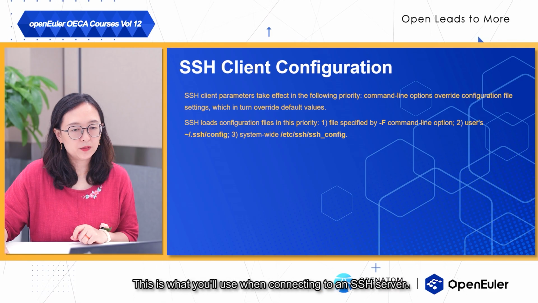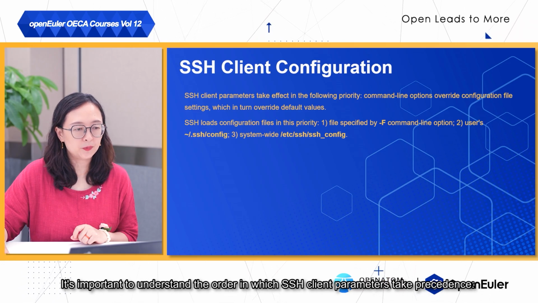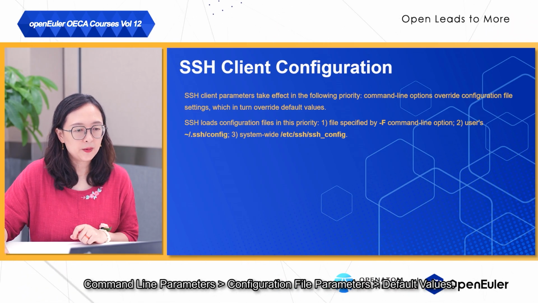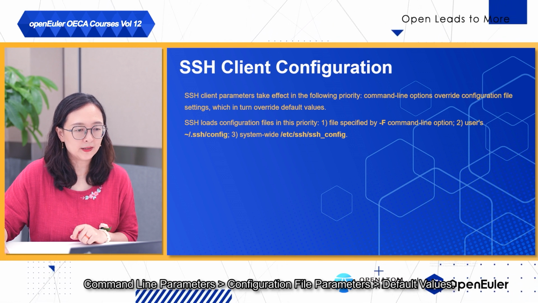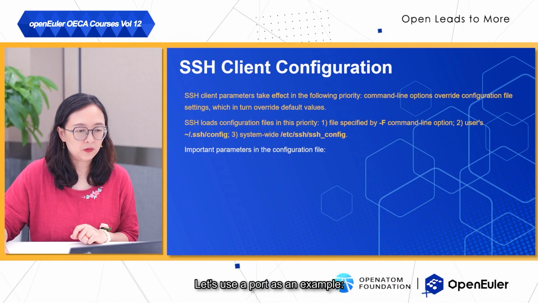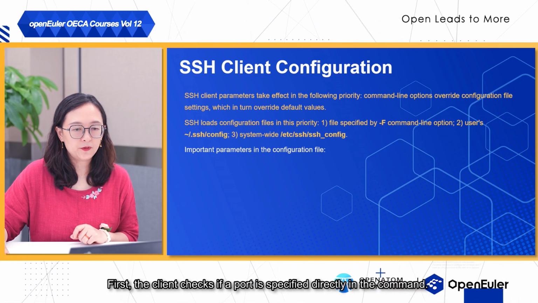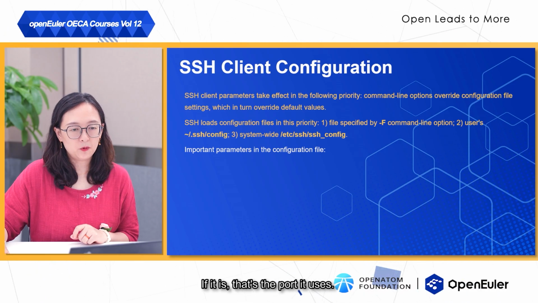Now let's switch to SSH client configuration. This is what you will use when connecting to an SSH server. It's important to understand the order in which SSH client parameters take precedence: command line parameters, then configuration file parameters, and last default values. Let's use a port as an example. First, the client checks if a port is specified directly in the command. If it is, that's the port it uses.